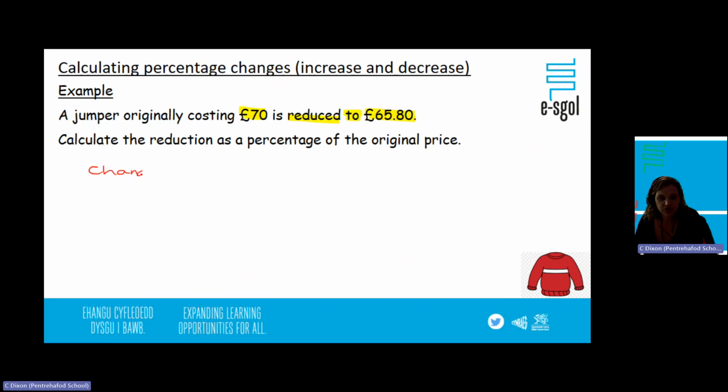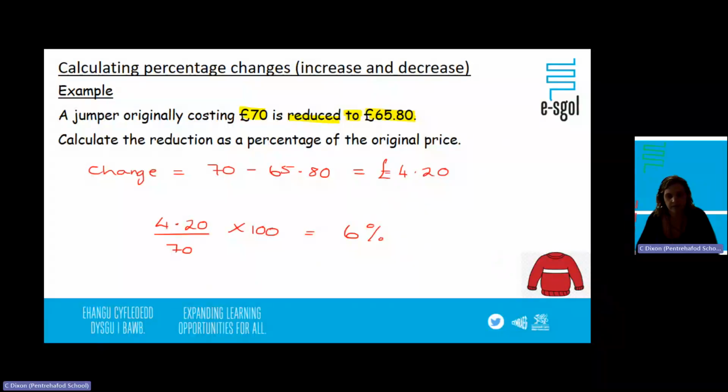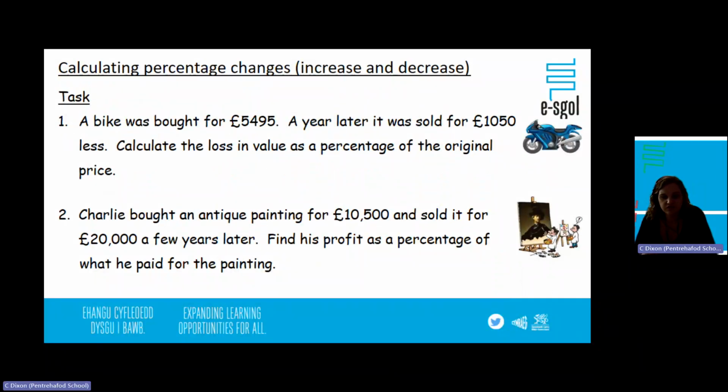So to work out how much it's changed by, we have to do the original price, take away what it is now, okay, and that will tell us how much money this jumper has reduced by, £4.20. So the formula now is going to be £4.20 divided by what it started as, okay, it's always got to go back to the original amount. So originally it was £70, multiply by 100, and the answer then, once you've got it into your calculator, is 6%. Okay, so to have a go at the two questions on the screen now, pause the video and try those.